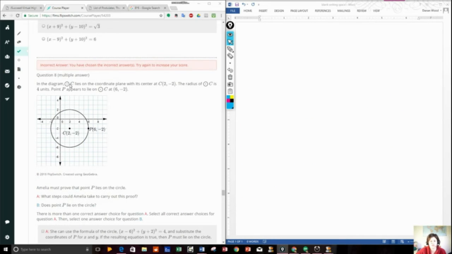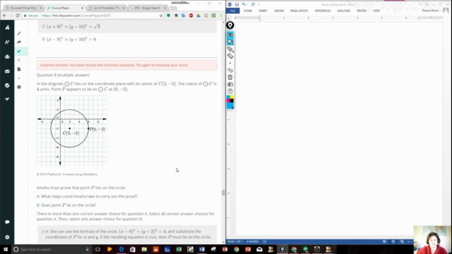In the diagram, circle C lies on the coordinate plane with its center at C (2, -2). The radius of circle C is 4 units. Point P appears to lie on circle C at (6, -2). Amelia must prove that point P lies on the circle. What steps could Amelia take to carry out this proof? Does point P lie on the circle?